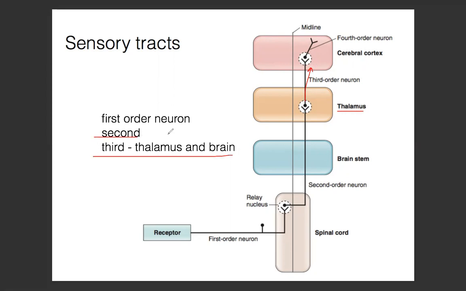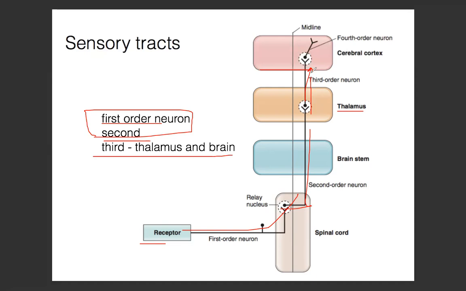However, the first and second order neurons depend on the tract. Each tract has its own location for a first order neuron and a second order neuron, and you have to know this. The tracts are going from the receptor to the brain by synapsing a few times. Each time they synapse, we call it an order neuron. So the first time they synapse, we'll call it a first order neuron. The second time, a second order neuron. The third time, a third order neuron.